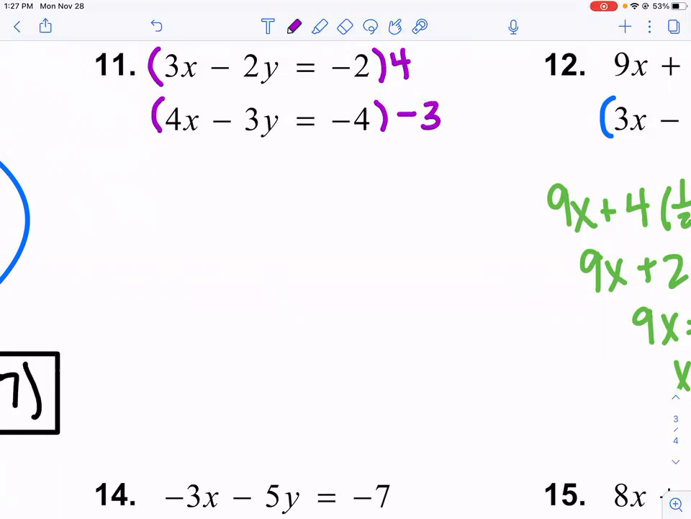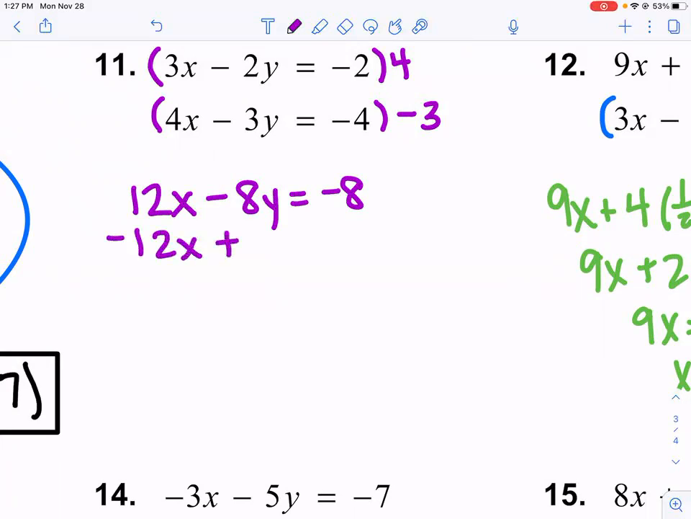If I multiply this first equation by a +4, we are going to get 12x minus 8y equals -8. And if you're not writing that, you're not showing me enough work. If we multiply the second one by -3, we're going to get negative 12x plus 9y equals a positive 12. If you're not writing that down, you're not showing me enough work.